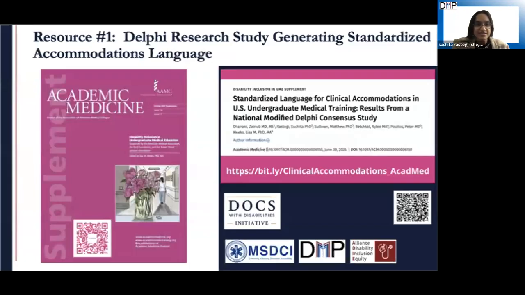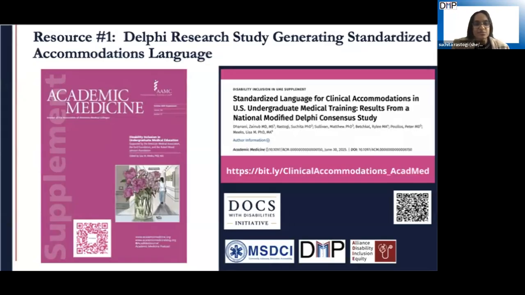So, to address these barriers, the Docs with Disabilities initiative partnered with medical students with disability and chronic illness, the Disability in Medicine Mutual Mentorship Program, and the Stanford Medicine Alliance for Disability Inclusion and Equity. Together, these organizations published a Delphi research study in the journal Academic Medicine. The study tabulated a list of 75 example accommodations for clinical phase medical students that are actually used in US medical schools, plus standardized language used to articulate them.